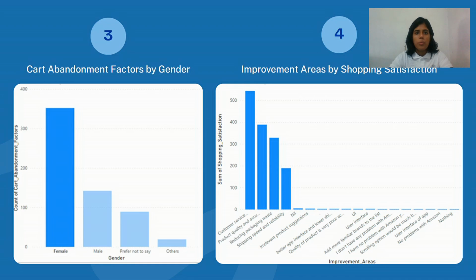For identifying improvement areas most strongly related to overall shopping satisfaction, we use the fourth bar chart. This analysis shows that customer service responsiveness scores the highest in total shopping satisfaction, highlighting the importance of timely and efficient customer service. Other significant factors include product quality, accuracy, and the reduction in packaging waste. Focusing on these areas can help Amazon to enhance customer satisfaction and engagement.